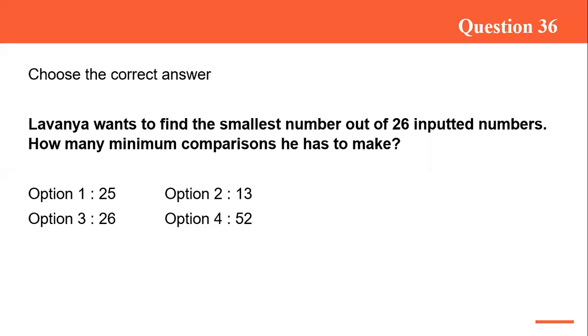Looks like everyone got the answer. 25. Yes, very simple. Lavanya wants to find the smallest number out of 26 inputted numbers. How many minimum comparisons does he have to make? So out of 26 numbers, if I want to find the minimum, how many comparisons do I have to do? 25.